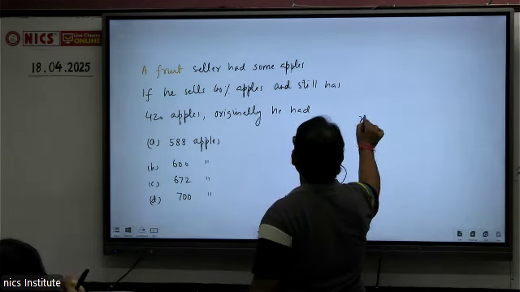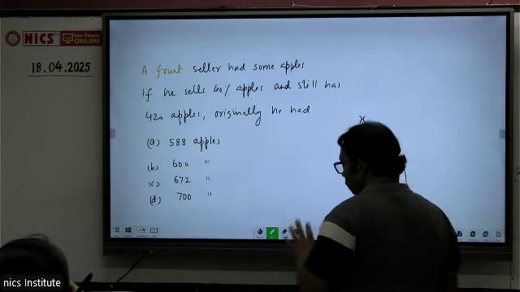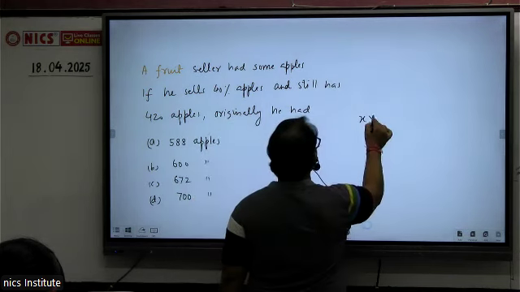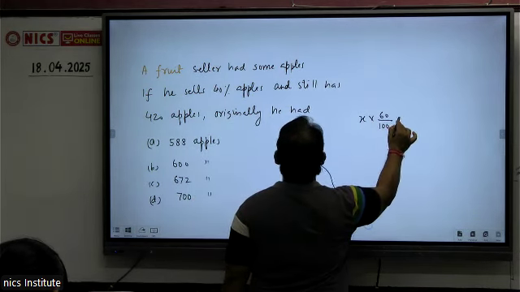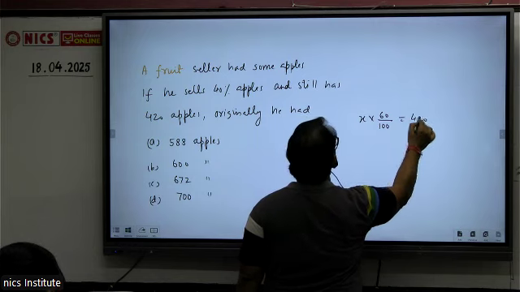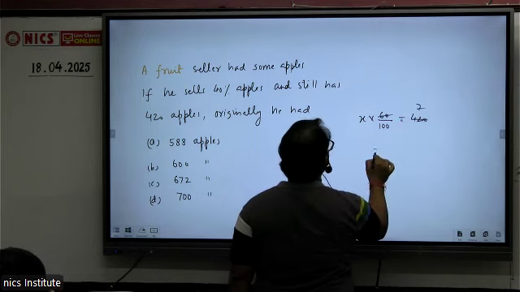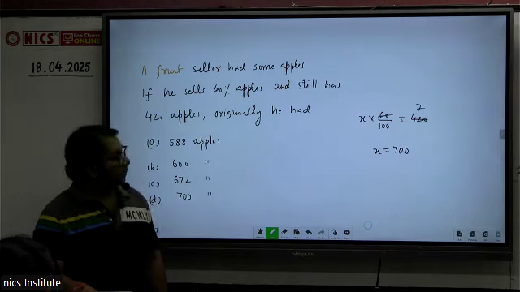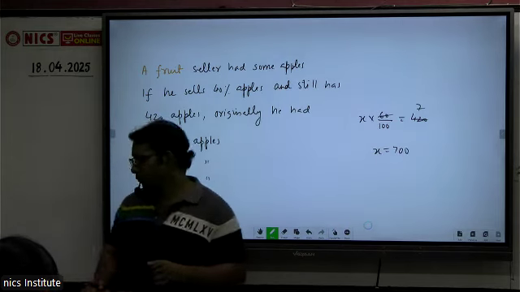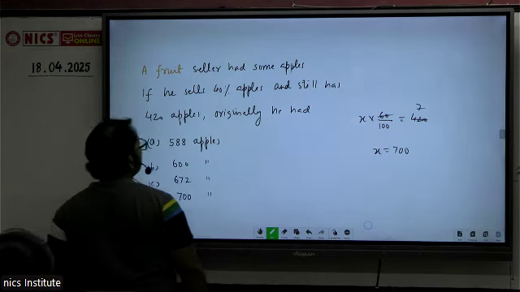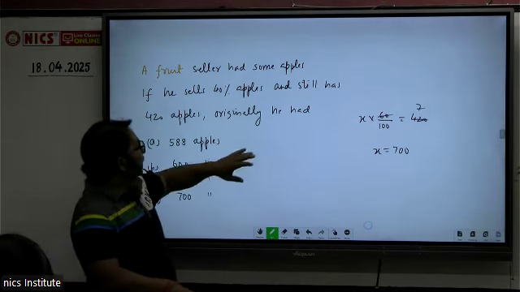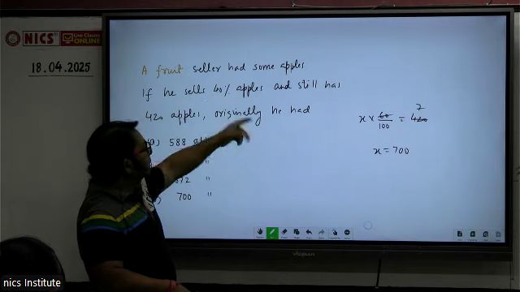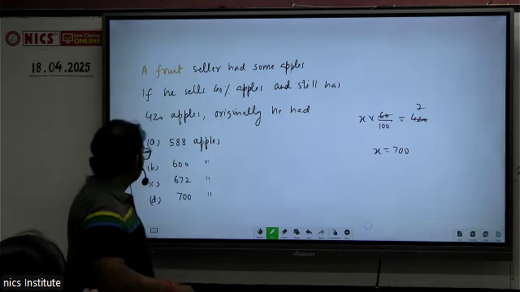Suppose he had originally X apples. He has already sold 40%. So what is the remaining percentage? 60%. That means 60% of X is the remaining one, which is 420. When you simplify this, it would be 700. Simple. He had X originally, and its remaining would be 60% because 40% he has already sold. So 60% of X is 420. That gives you the answer as this.